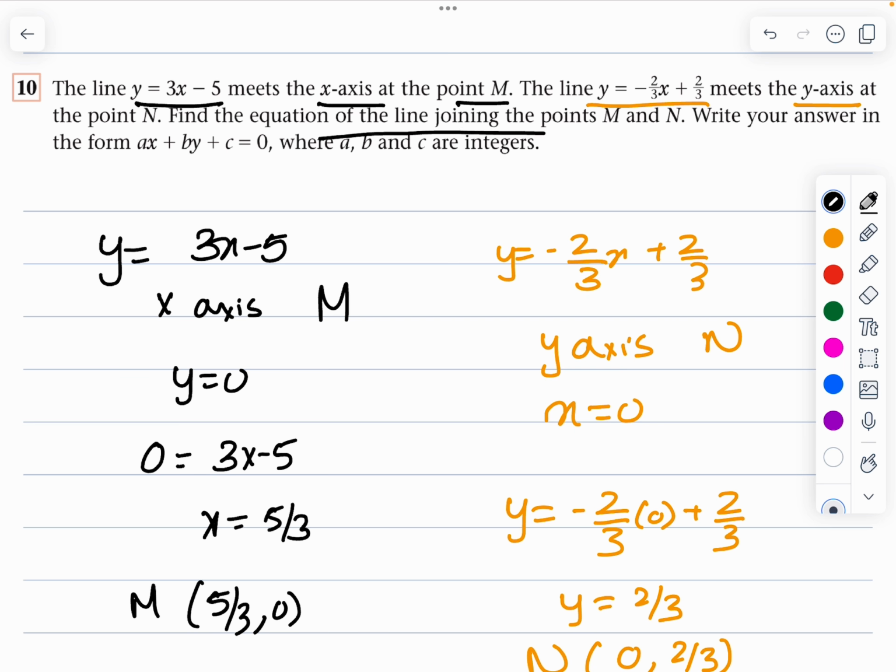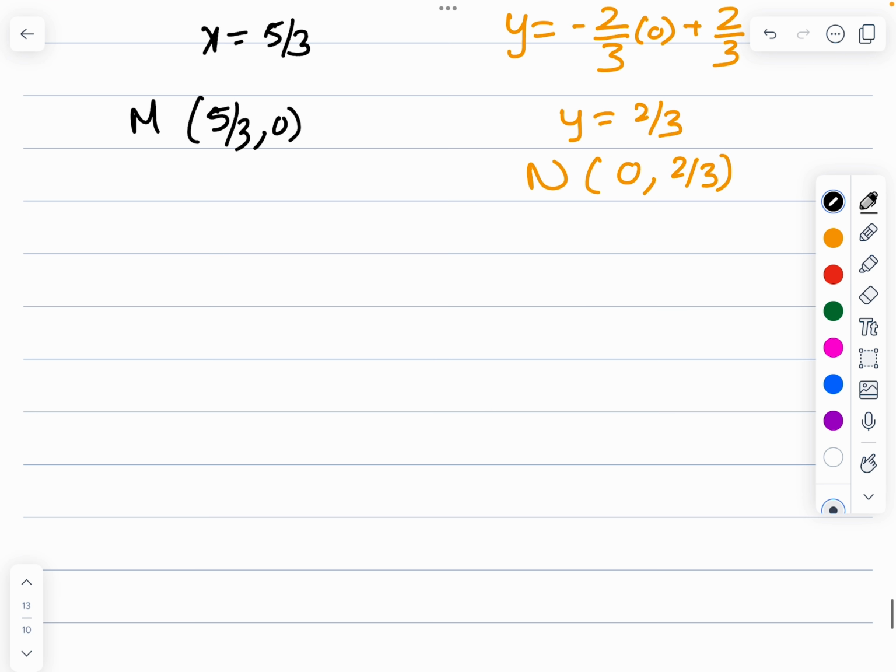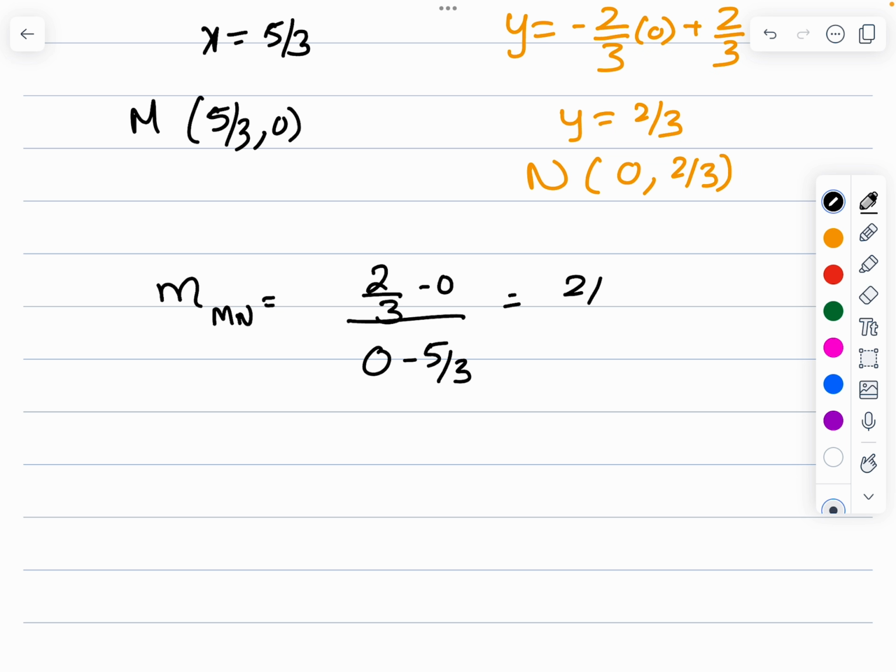Then find the equation of the line joining M and N. So I need to find the gradient of MN. y2 minus y1 upon x2 minus x1, which is 2/3 divided by minus 5/3. The 3 cancels. So the gradient is going to be minus 2/5.